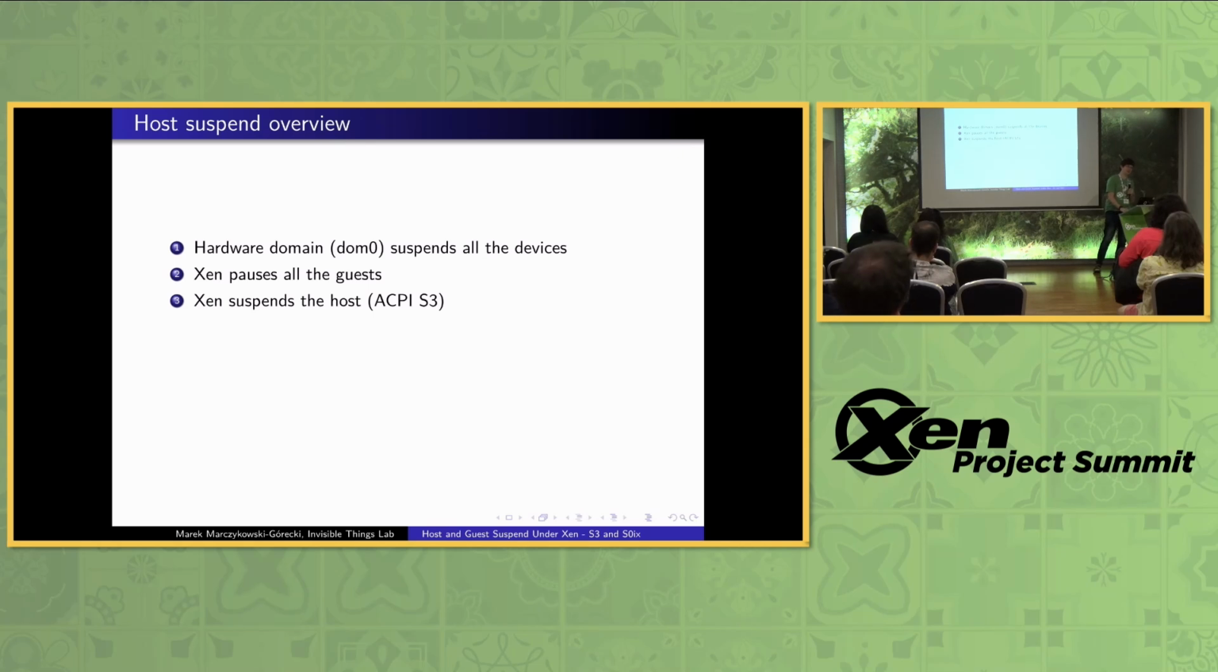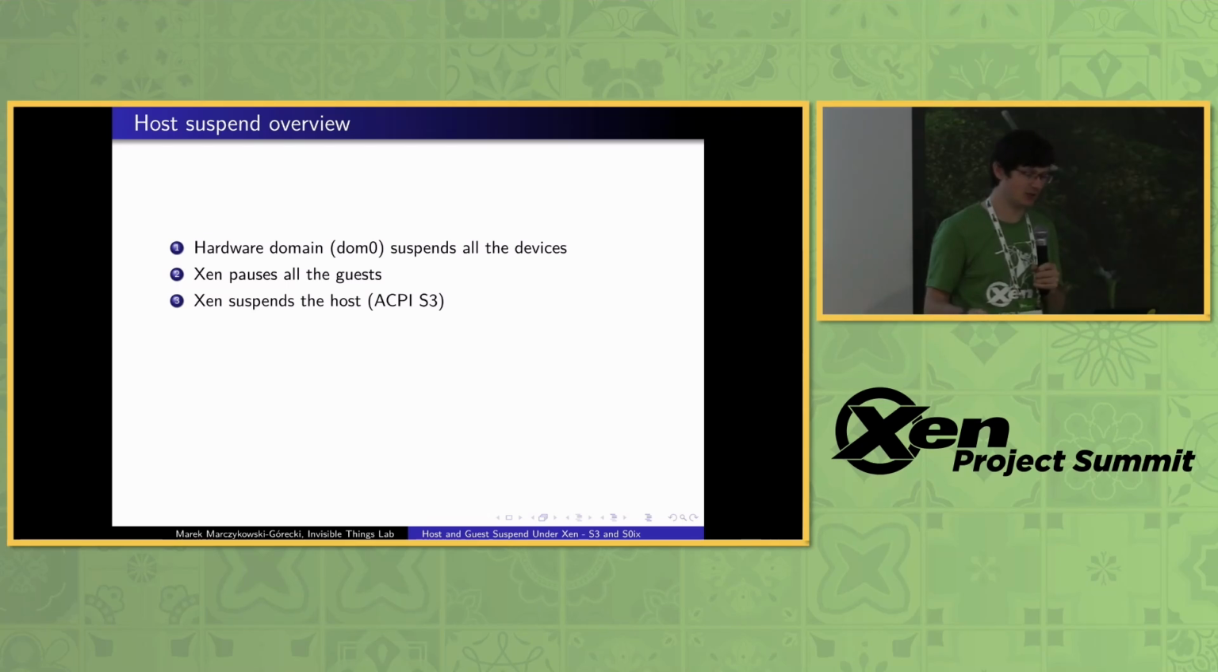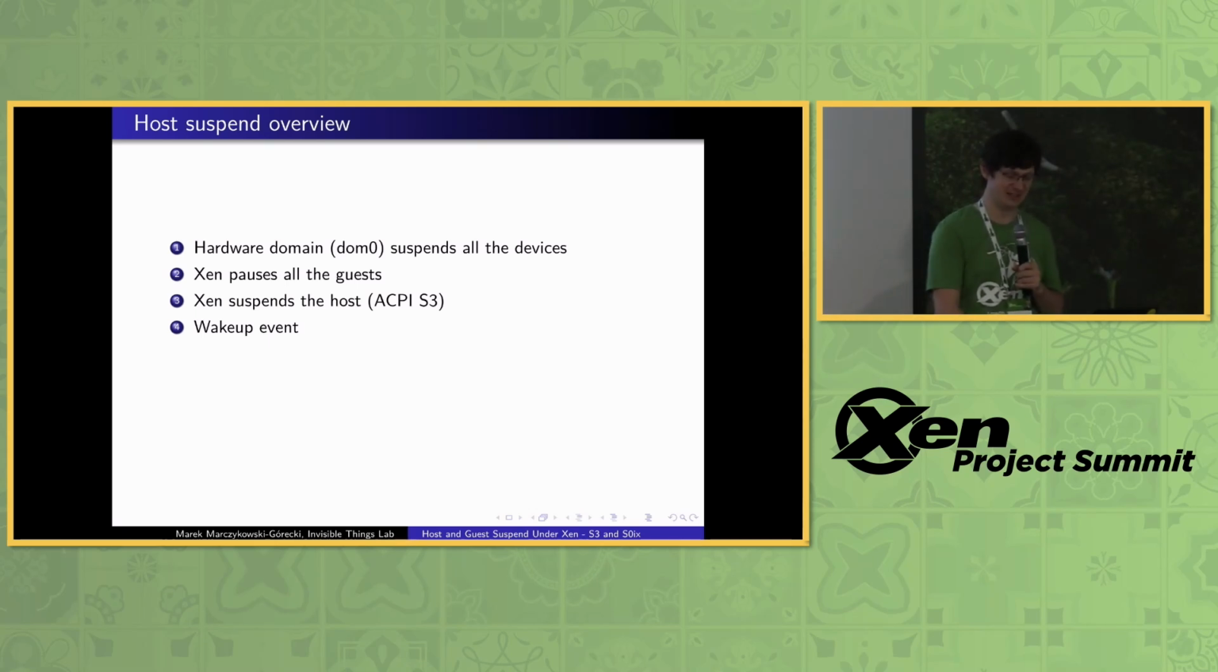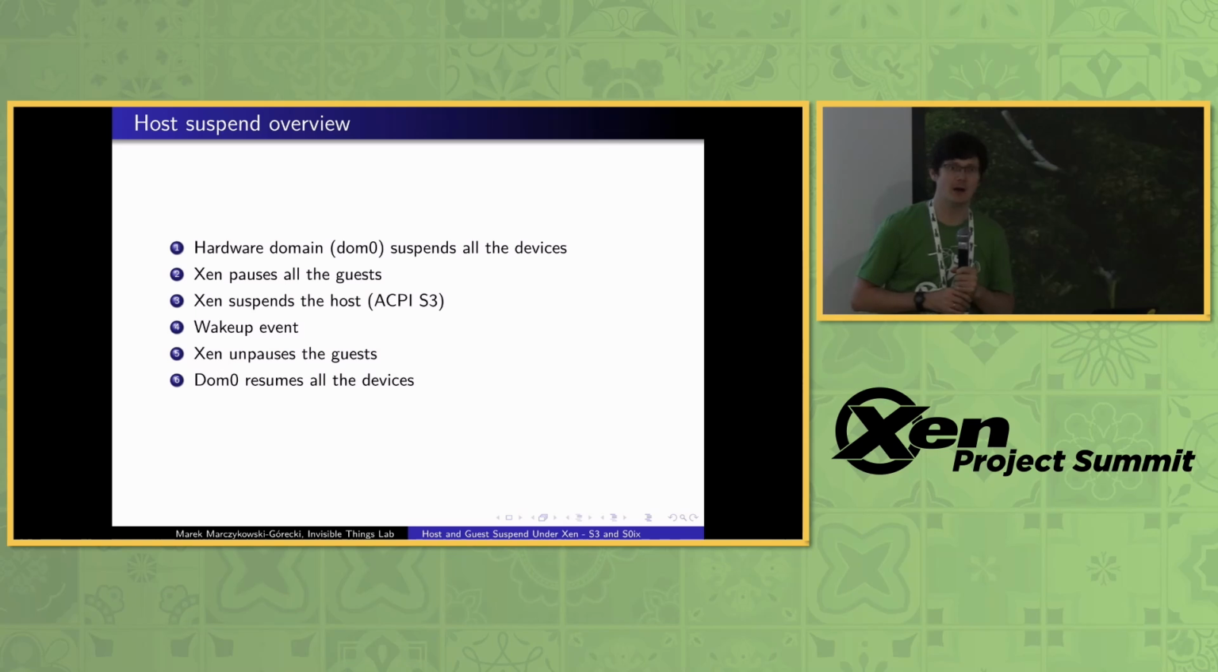Then Xen executes the appropriate ACPI method to suspend the host, and the host is suspended. Then we wait for some wake-up event. Then it gets started again, and hopefully resumes all the state correctly. And then it unpauses all the guests, which includes dom0, and dom0 resumes all the devices.